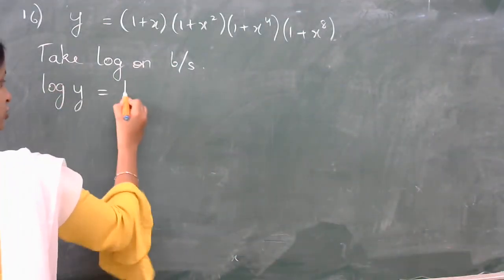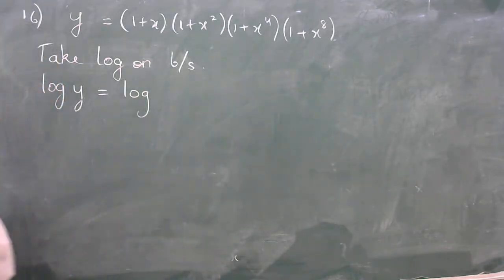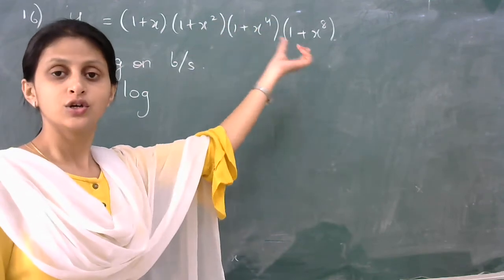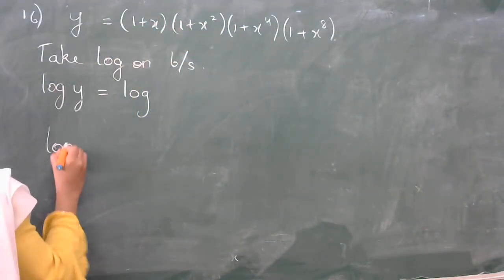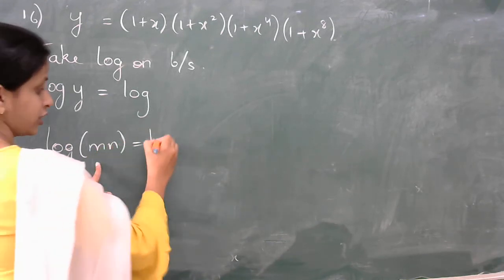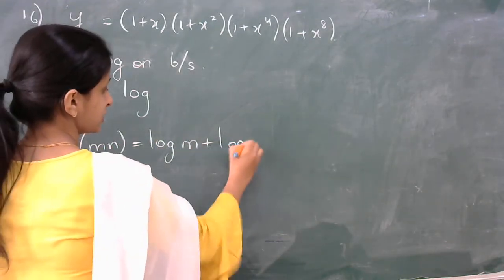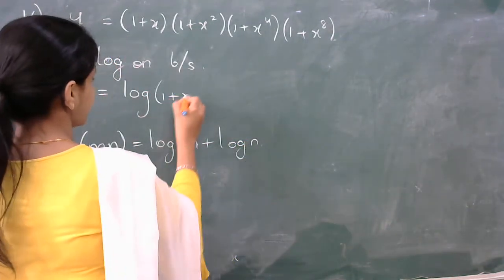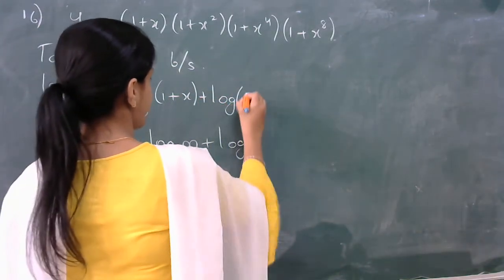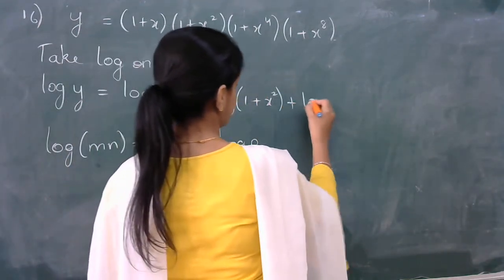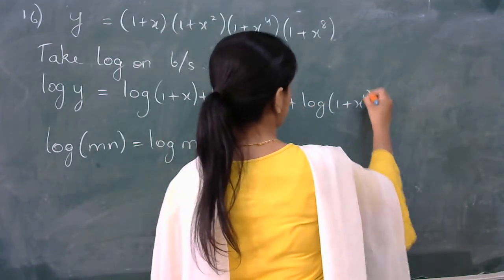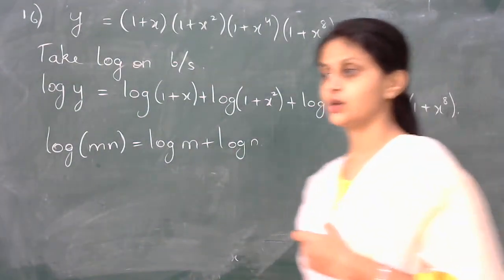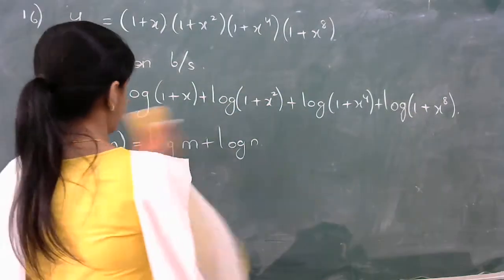Okay, so if you take log on both sides, what you will get? Log y is equal to log of this whole thing. And you can observe here, this whole thing is a product of 4 terms, right? So for a product, log mn, what you will do? You will add log m plus log n, right? So it will be log of 1 plus x plus log of 1 plus x square plus log of 1 plus x to the power 4 plus log of 1 plus x to the power 8. So by using the property of logarithmic function, we will get this.